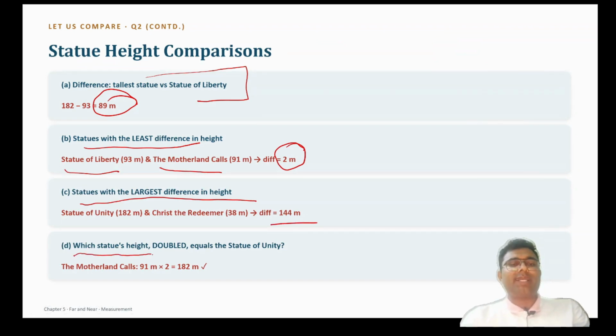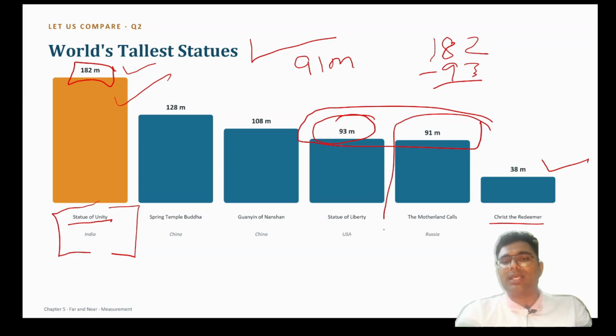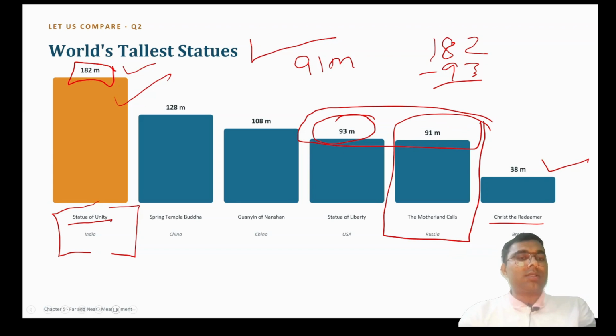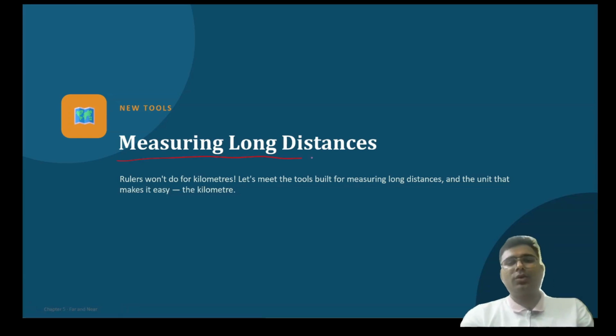Which statue's height doubled equals the Statue of Unity? The Statue of Unity is 182 meter, and its half will be 91 meter. So where is 91? You can see here the Motherland Calls. So the height of the Statue of Unity is double that of the Motherland Calls. Yeah, here it is.